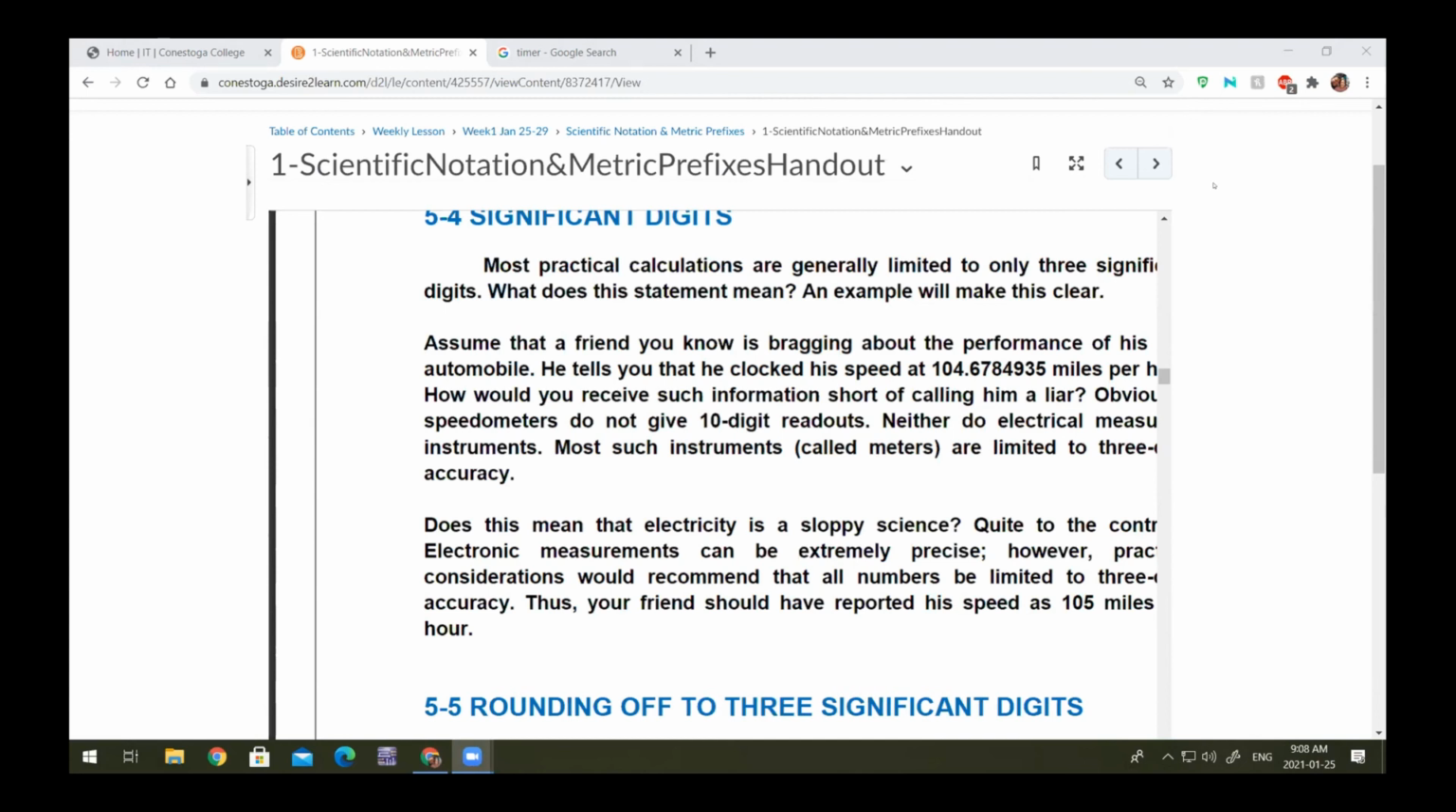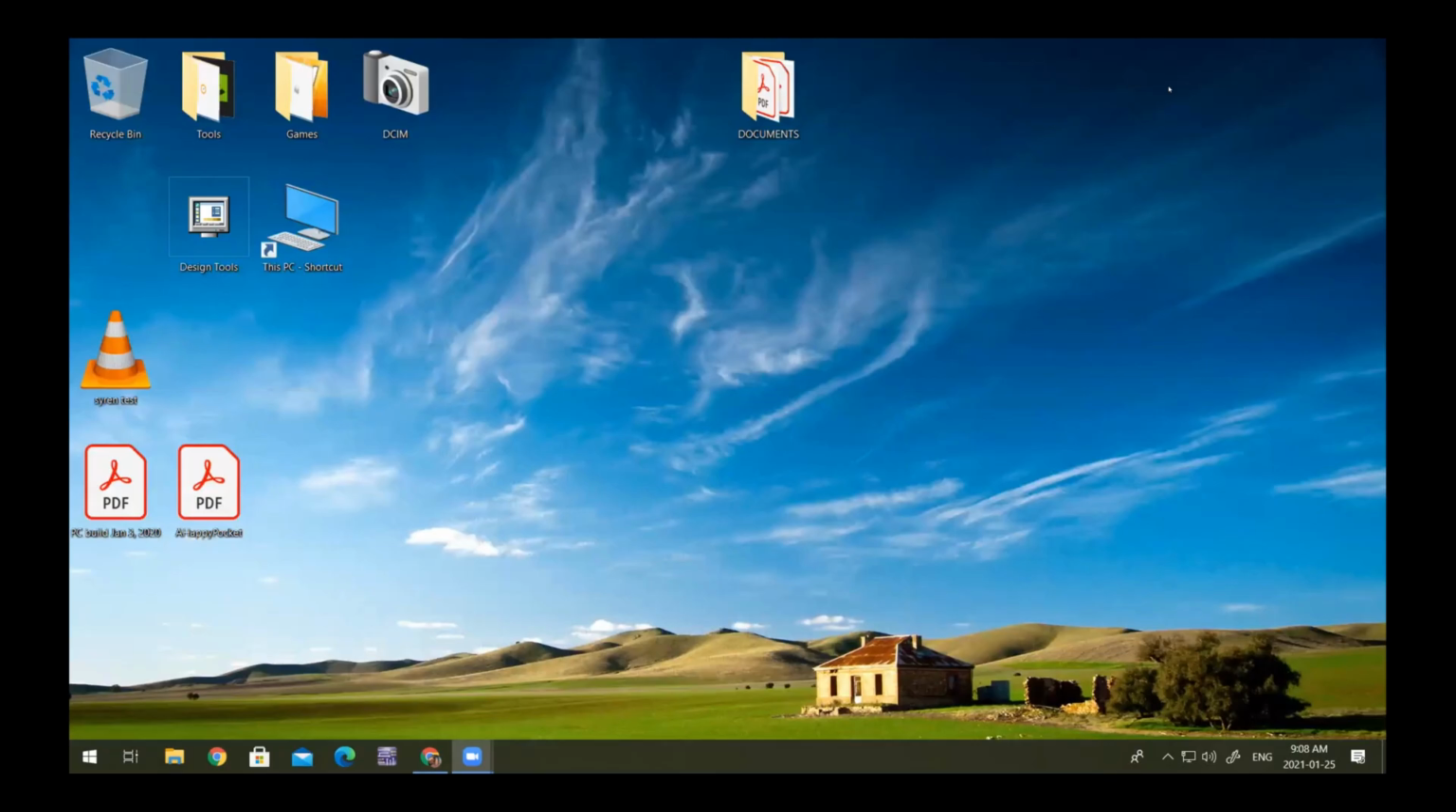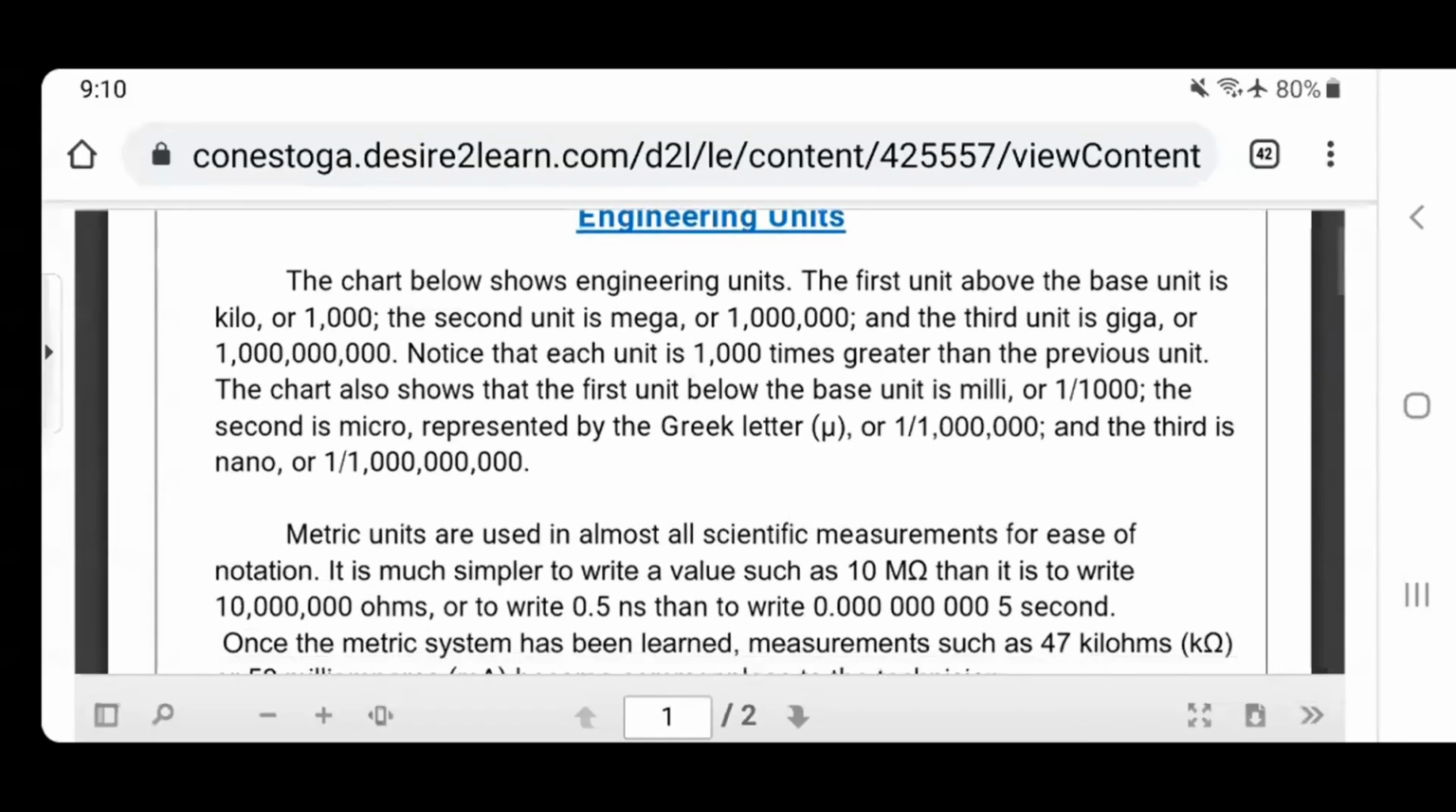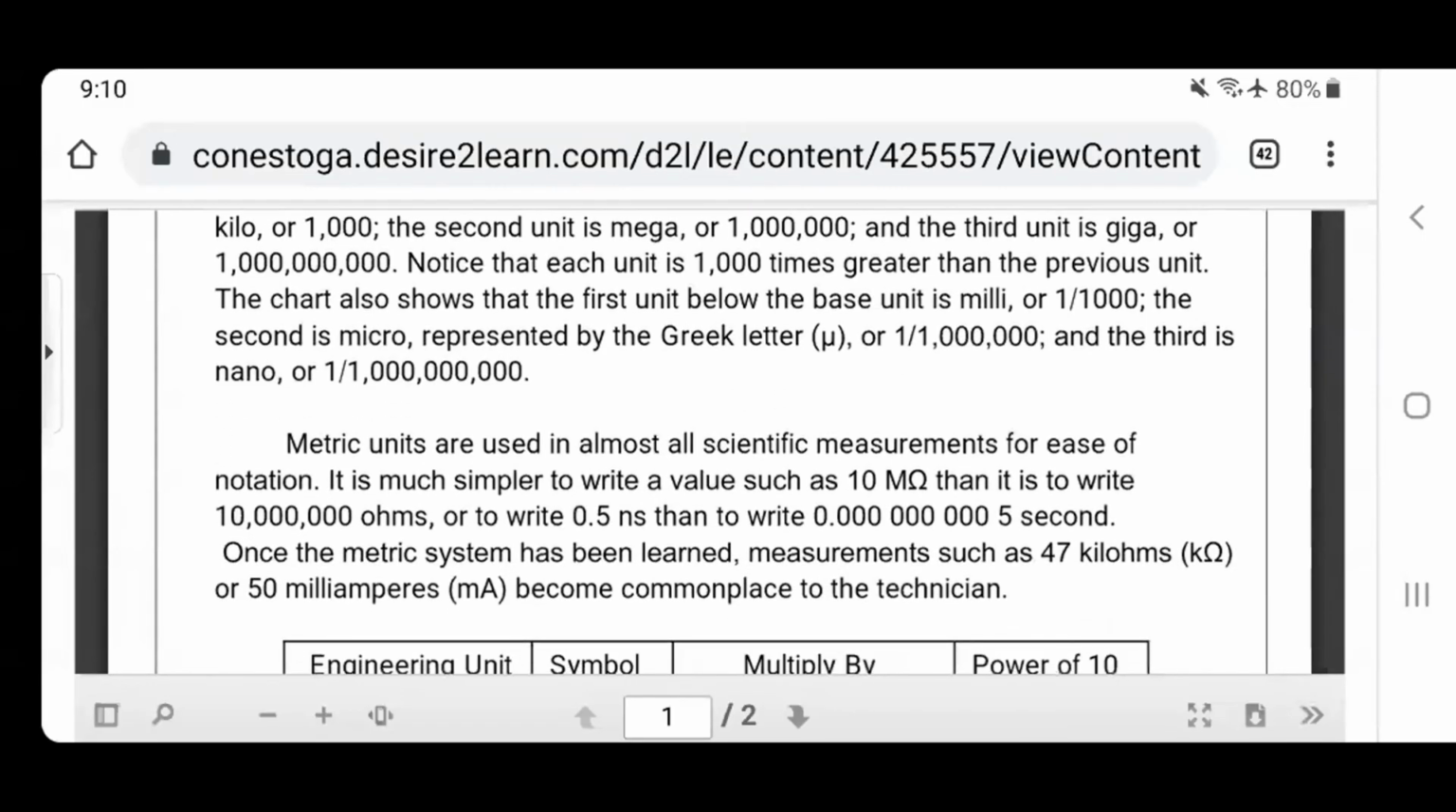Just bear with me a second. Okay, so on the first portion, this is just a little review on engineering units.